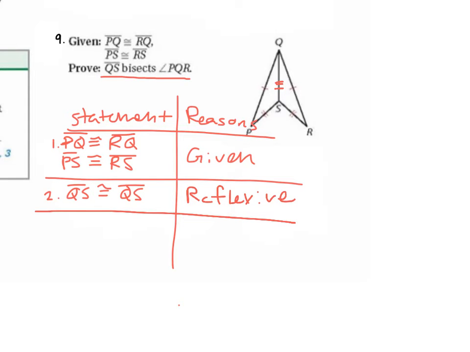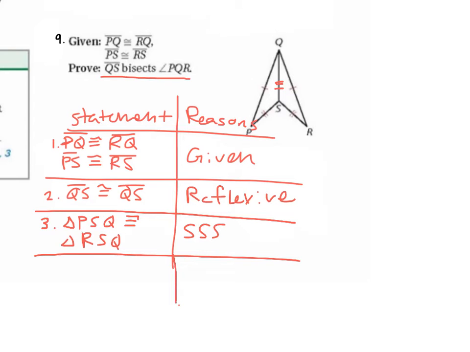So now can we prove that these two triangles are congruent? Yes. So we're going to say triangle PSQ is congruent to triangle RSQ. And what's our reason? Side, side, side. So now once we prove that these two triangles are congruent, how can we tell that all of their parts are congruent?